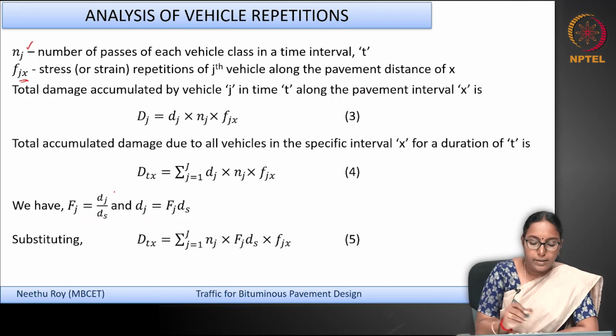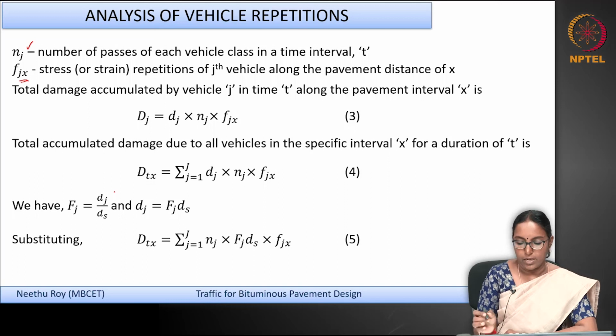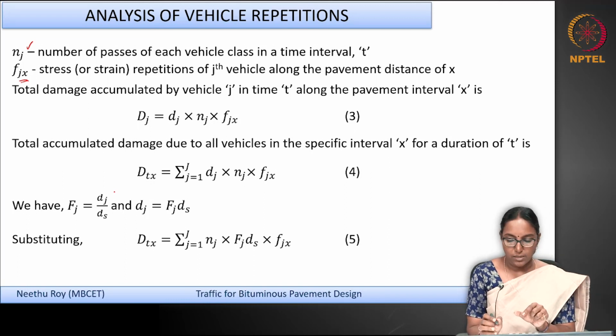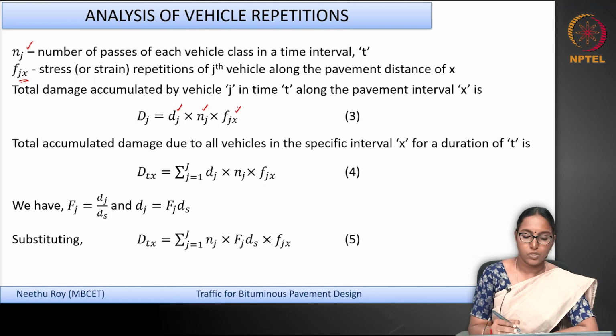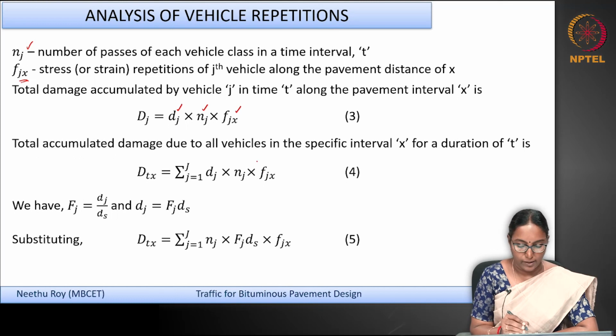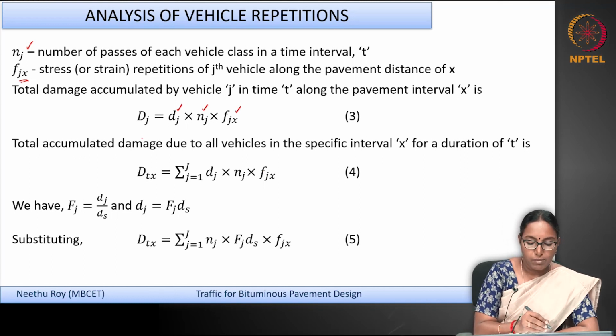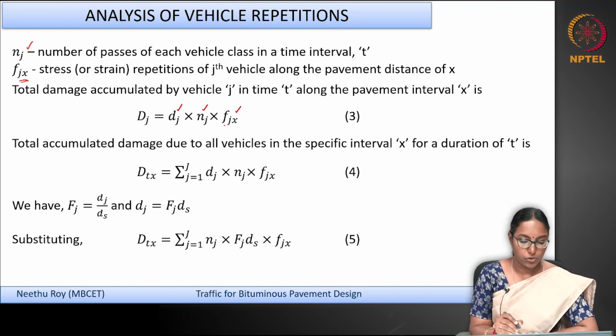Then the total damage that is accumulated by this vehicle class j in a time t on the small pavement interval of x is given by the damage per pass, which is dj, into the number of repetitions, into the frequency of stress or strain repetitions, which is fjx. So the total damage is given by dj for the jth class of vehicle: dj, nj into fjx.